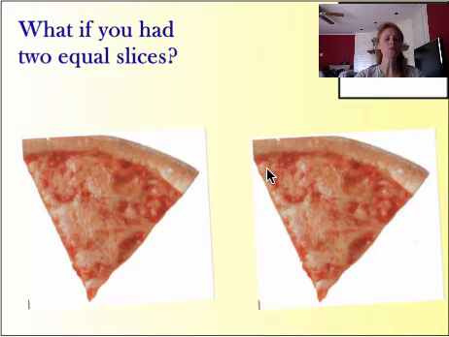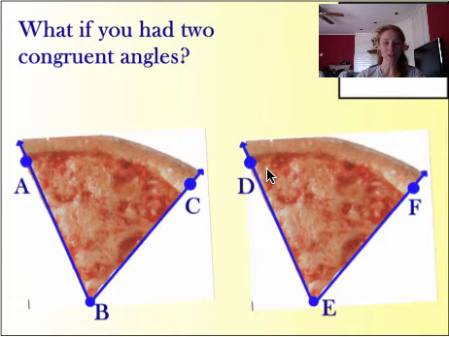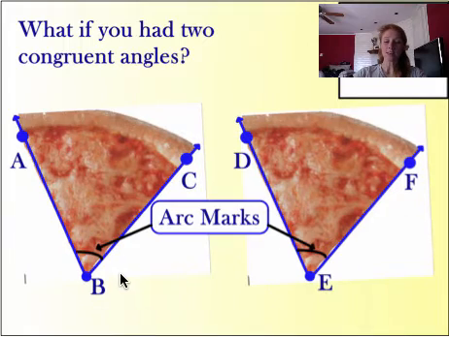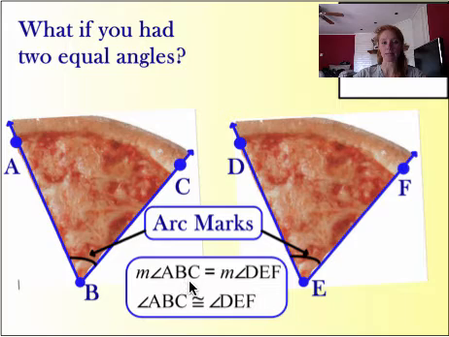Okay, so what if you and your friend had two equal slices of pizza? Well, we can represent these pieces of pizza as angles, and since the slices are equal, we can say that these angles are congruent. We can tell that angles are congruent by using these markings called arc marks. The arc marks tell us that the measure of angle ABC is equal to the measure of angle DEF, and also that angle ABC is congruent to angle DEF. Remember, congruent means the same size.